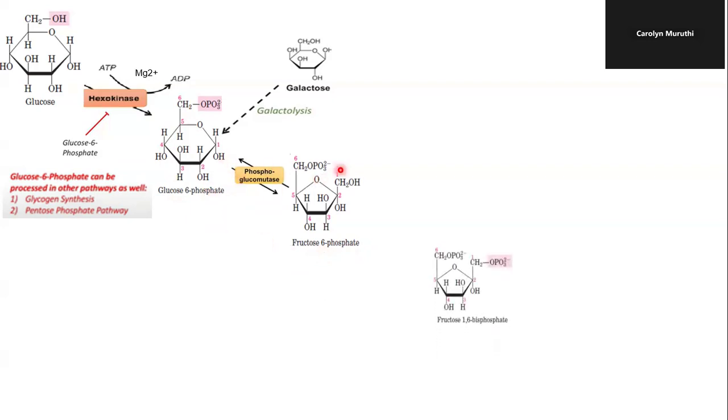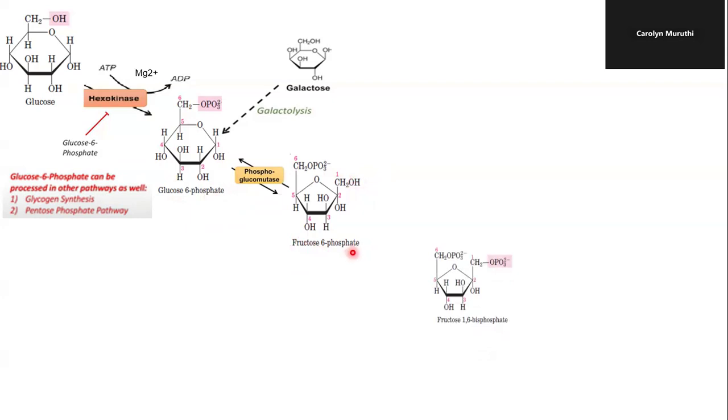It is also important to note that glucose 6-phosphate has other fates. It can undergo glycogen formation through glycogen synthesis, and also the pentose phosphate pathway, also known as the hexose monophosphate shunt, which results in the formation of NADPH and other carbon molecules. Glucose 6-phosphate is then converted to fructose 6-phosphate, which is an isomerization reaction catalyzed by phosphoglucoisomerase, and it is a reversible reaction.